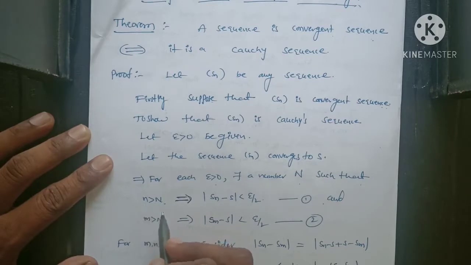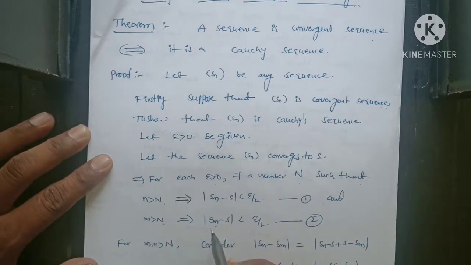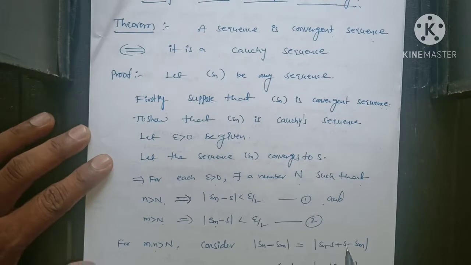If I am taking m greater than capital N, what happens? Just replacing n by m, m greater than capital N implies mod Sm minus S less than epsilon by 2. This is equation 2. Now consider m, n both greater than capital N. Now I am taking the difference, mod Sn minus Sm. Now add and subtract S here: Sn minus S plus S minus Sm.